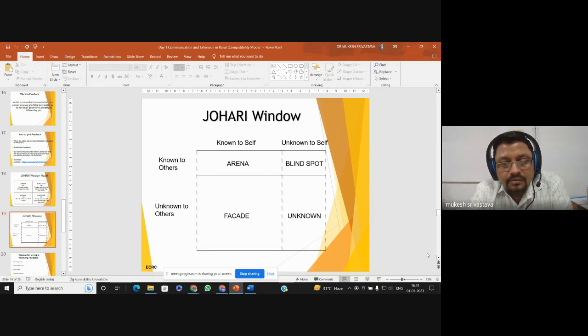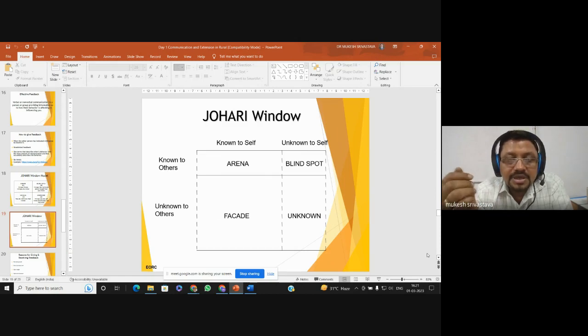And when I talk about the blind spot, this is the blind spot in our personality. That means other persons know about me, but I don't know about myself. This is a blind portion of everyone's personality. Now, the unknown portion is unknown to self, unknown to others. That means we cannot give feedback about information which I don't know, and the other person also cannot give any kind of feedback about me because he doesn't know that particular information. So this is the unknown portion of the personality.